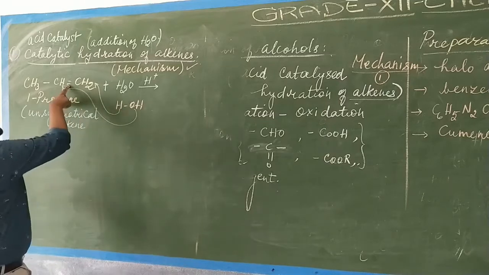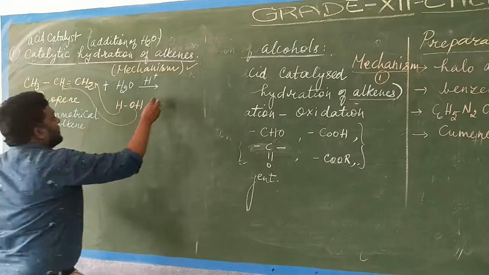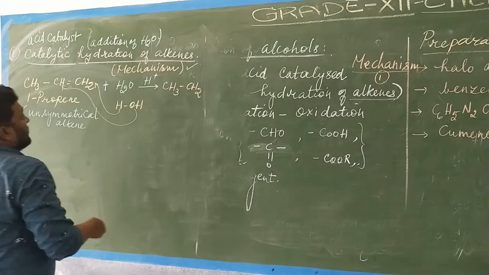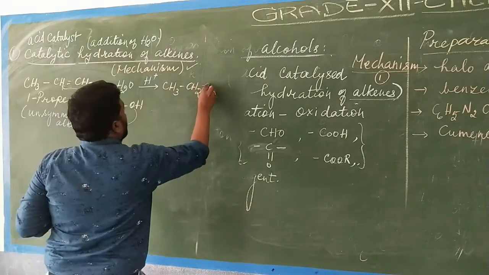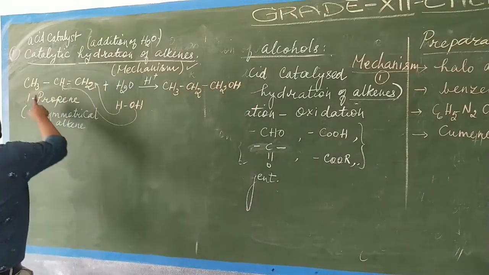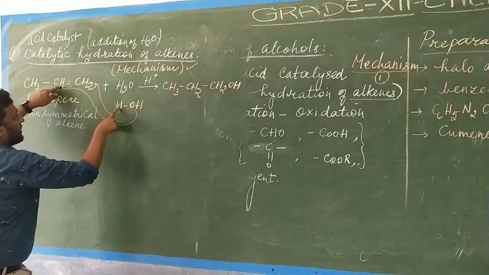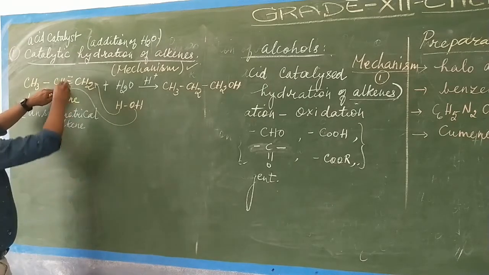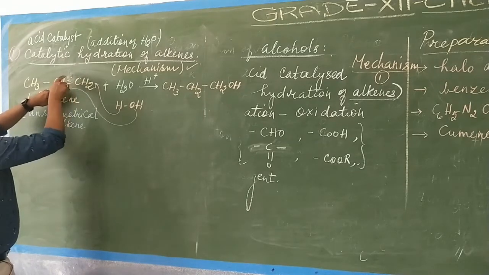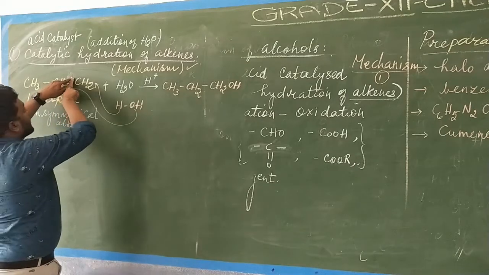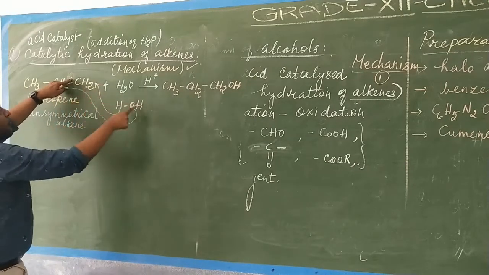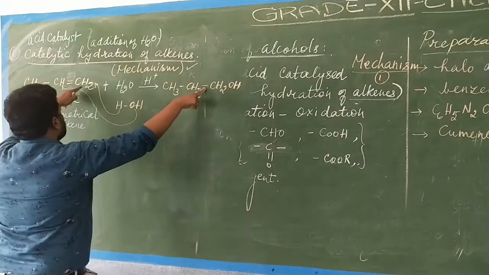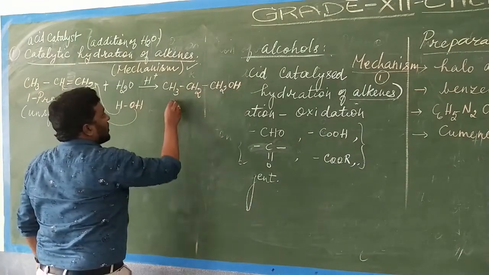So then what is the product of the unsaturation? The bond will get broken. So the product is CH3, CH2, CH2OH. Correct? CH3, then CH2, one hydrogen has got added. In the bond, it's a covalent bond. A single bond is formed due to the sharing of two electrons. The bond will get broken to form a single bond. So a single bond, CH2 to this OH, is added.